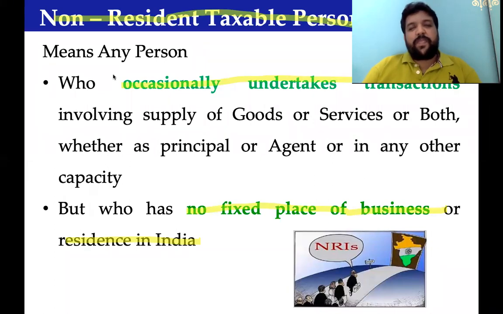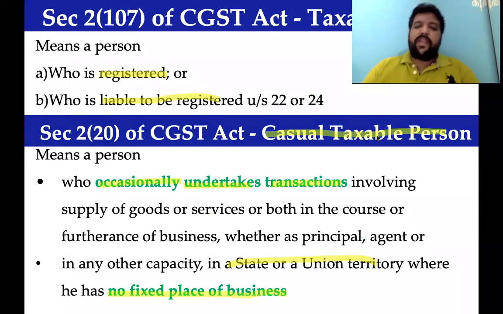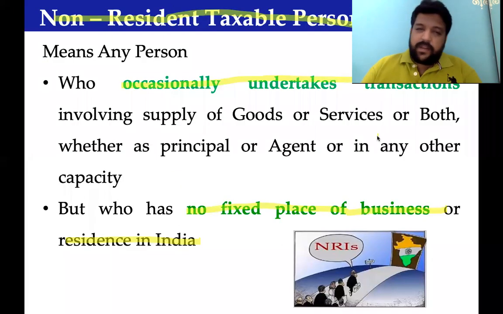Moving forward from taxable person, casual taxable person, non-resident taxable person. A person from Andhra Pradesh has an office in Andhra Pradesh, resides in Andhra Pradesh, comes to Chennai to participate in a book fair and sells a few goods for just 5 days. Then she is occasionally engaged in a business transaction. Then she would be treated as a casual taxable person.